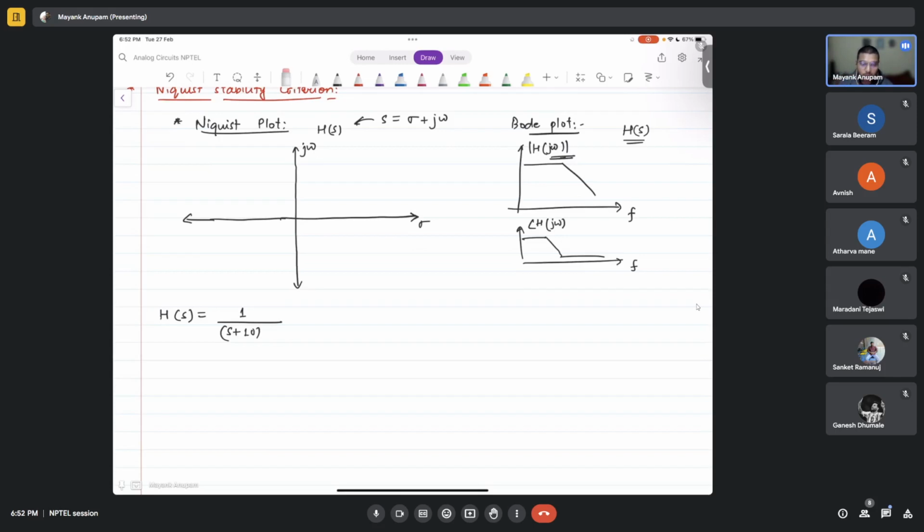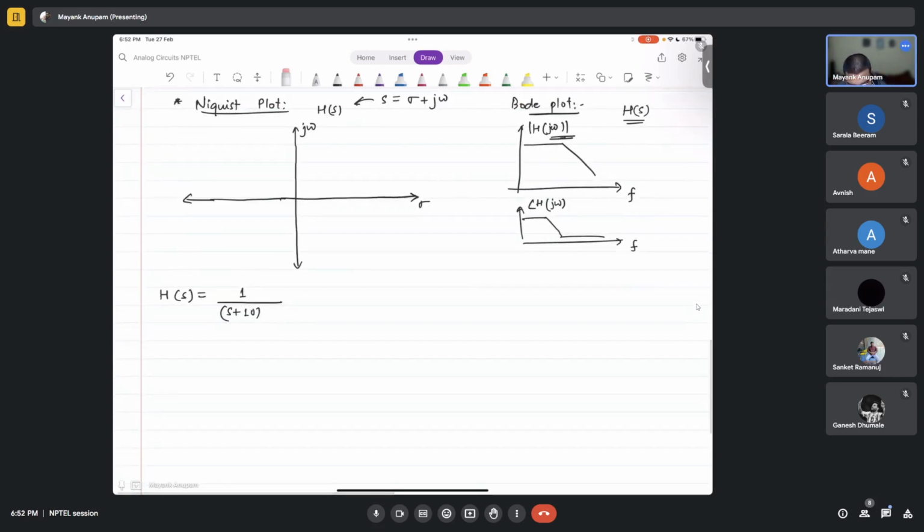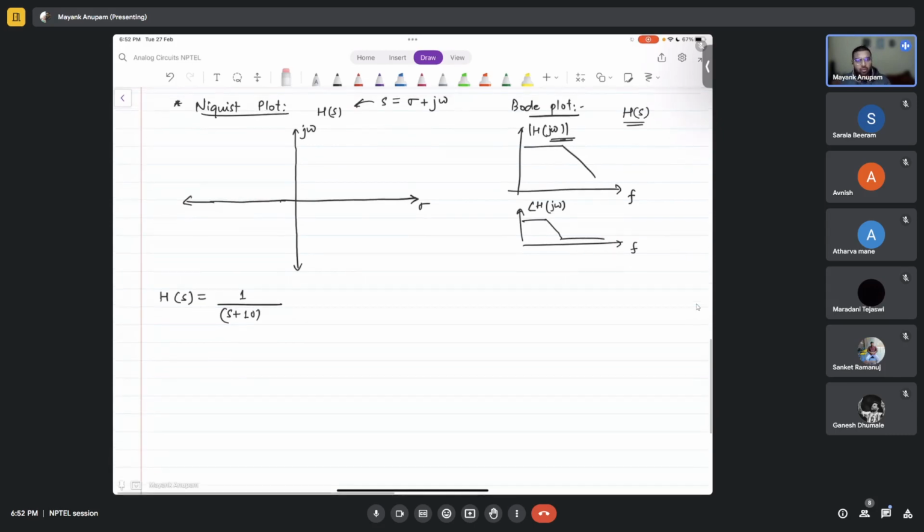See how you draw a Nyquist plot. The Nyquist plot is only used to comment on the stability, so it is only used in a particular context. So now let's see a particular example. Here, like I said, h is equal to 1 by s plus 10. Let's say this h of s is your loop gain transfer function.